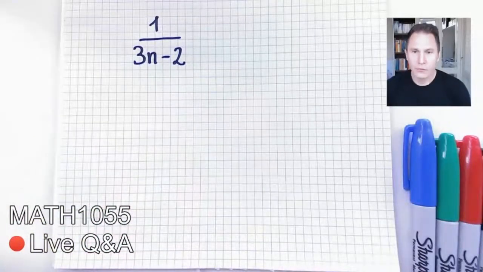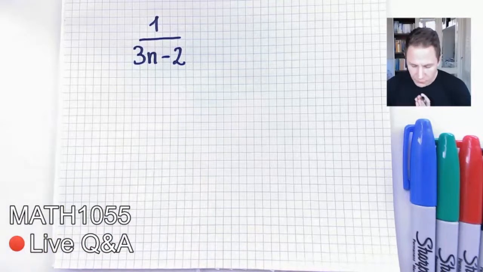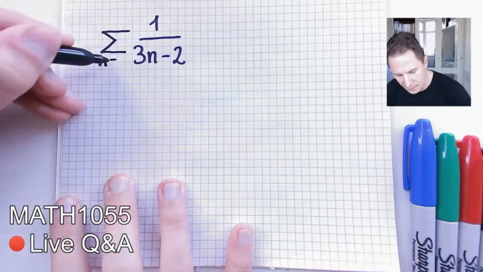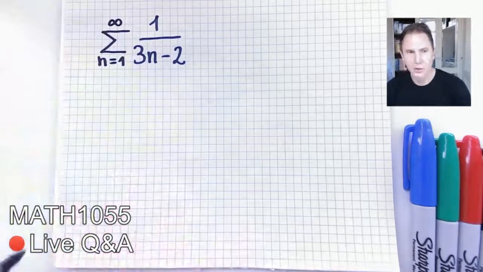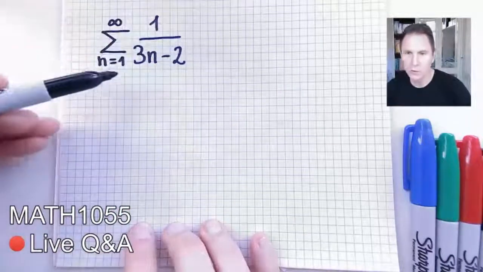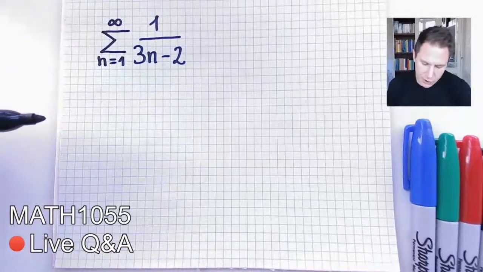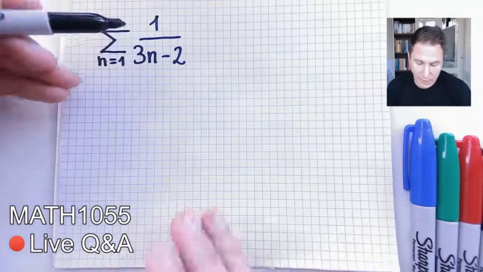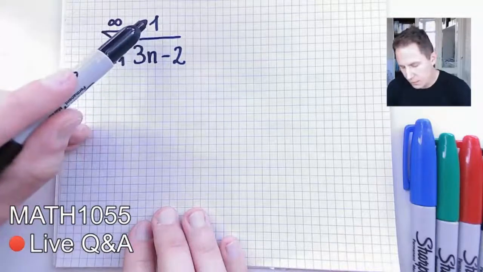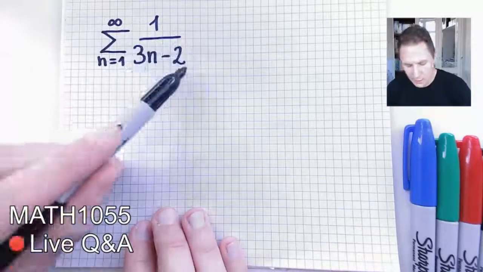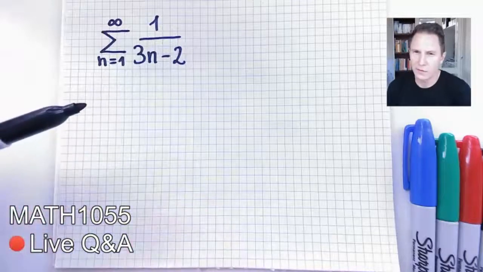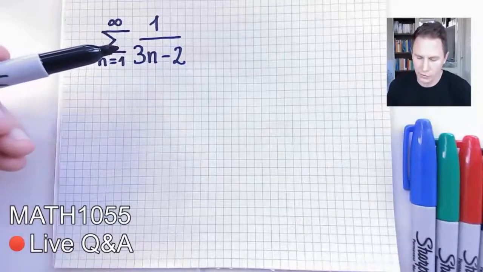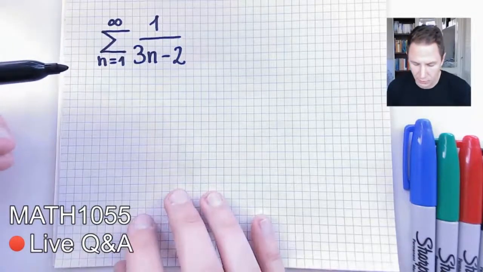The first thing you want to do if you are presented with an infinite series like this is you want to look at the general term and get an idea about how it behaves. This is 1 divided by a linear expression in n. So it's decreasing, going to 0, but going to 0 linearly, just like the terms in the harmonic series.